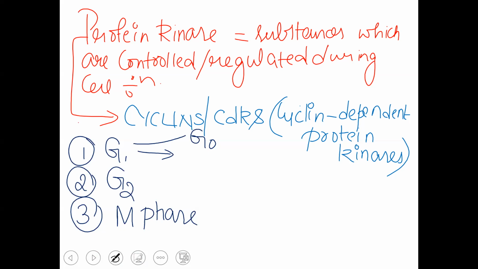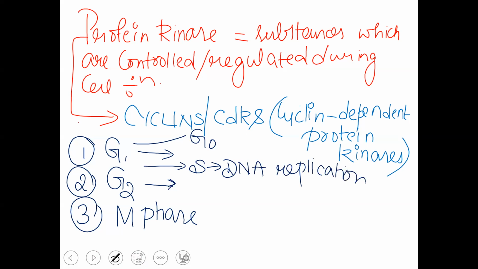Then comes the next checkpoint, at the end of the G2 phase. Here we need to understand whether DNA replication has occurred in the S phase or not. Whether the DNA replication is proper and has been completed will be checked in the second checkpoint, after S phase in the G2 phase.